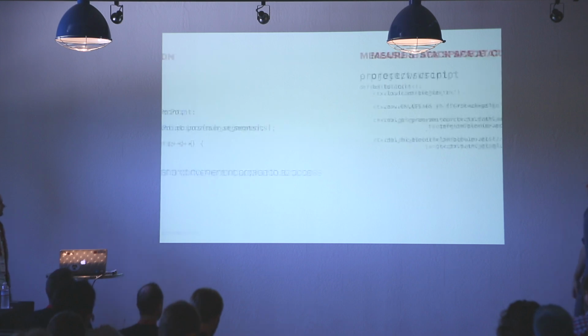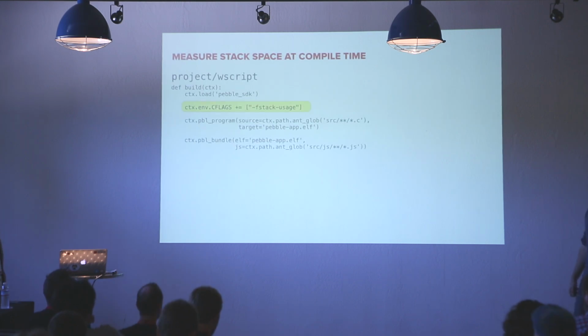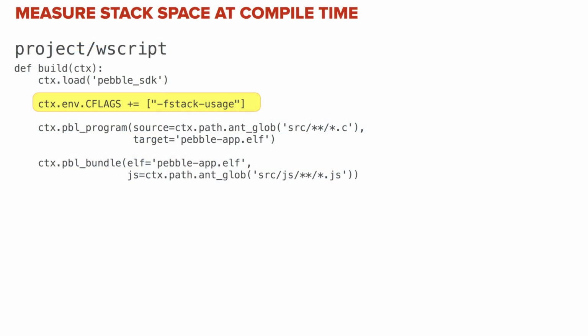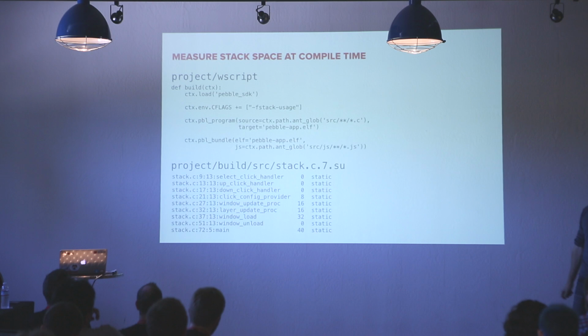To answer that question, you have to dig a bit deeper. First, all your functions will implicitly, sometimes invisibly, require stack space. When you modify your WScript file, which describes the build, whenever you hit pebble build, it will look in the WScript file in the root of your project. When you modify that and add a C compiler flag to that file, you will get a pretty nice output in your build folder, stating exactly how much stack each function will require.